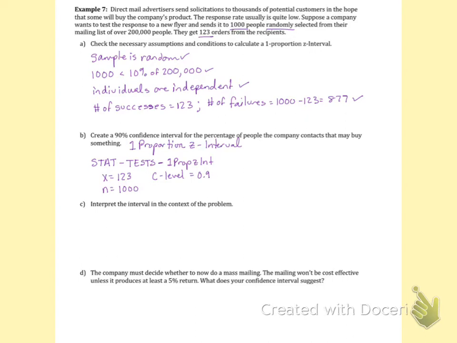And then you should get an output from your calculator of 0.10592 and 0.14008. So what does this mean? This part C says interpret the interval in the context of the problem.